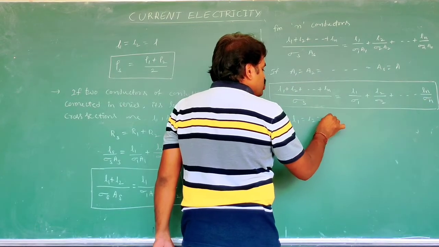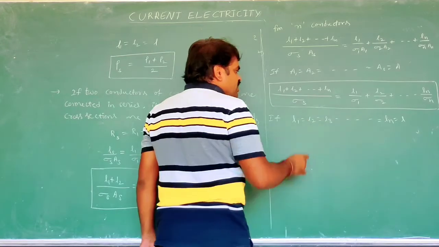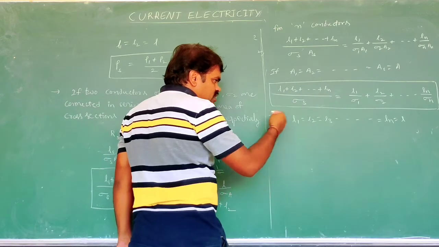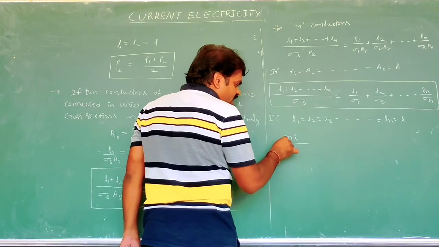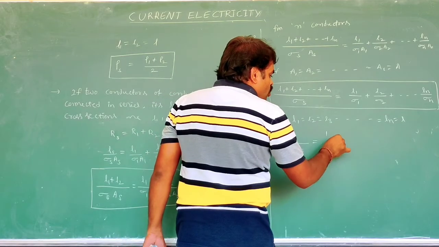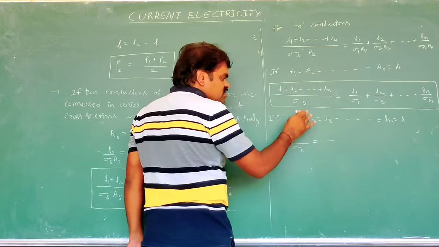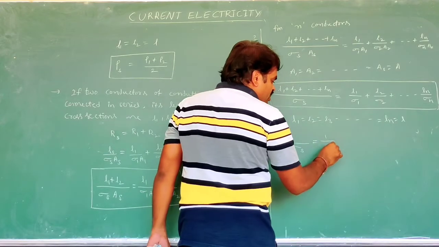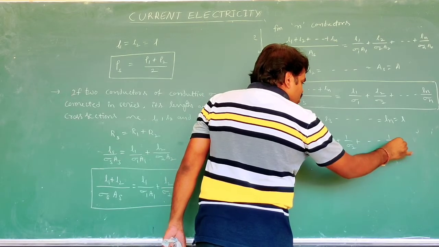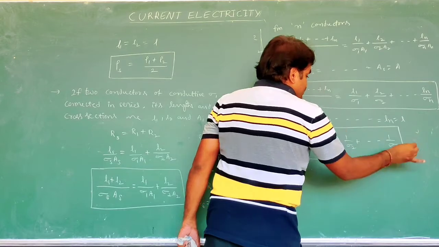If their lengths are equal, L1 is equal to L2 is equal to L3 is equal to Ln is equal to L. Then we write simply n into L by sigma S is equal to, taking L common and cancelling, 1 by sigma 1 plus 1 by sigma 2 plus dash 1 by sigma n. This is for n conductors.